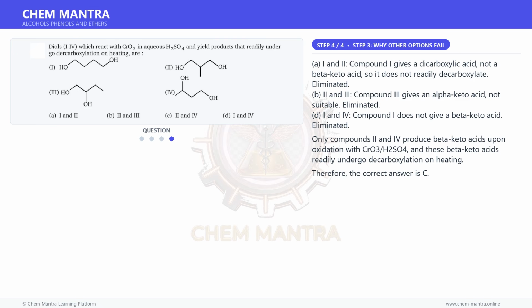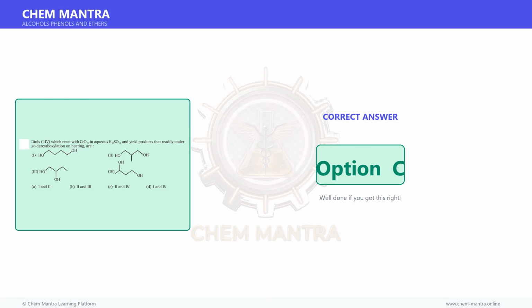Only compounds 2 and 4 produce beta-keto acids upon oxidation with CrO3/H2SO4, and these beta-keto acids readily undergo decarboxylation on heating. Therefore, the correct answer is C. Therefore, the correct answer is option C.